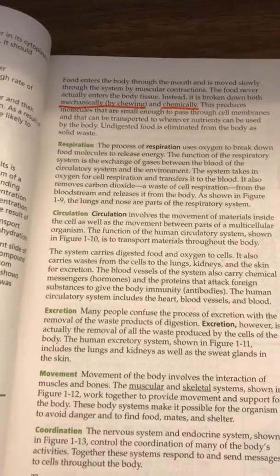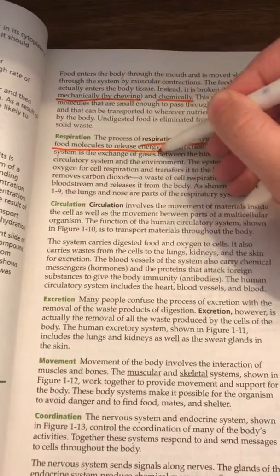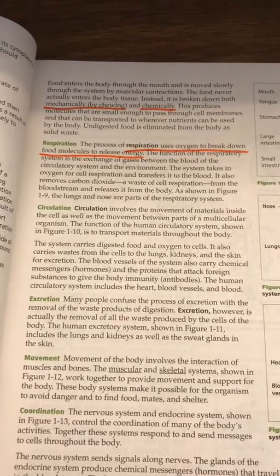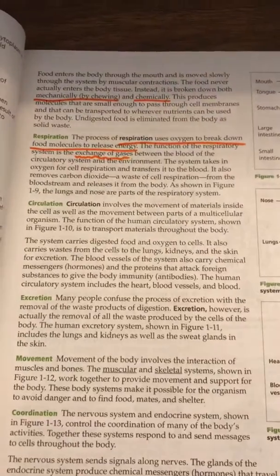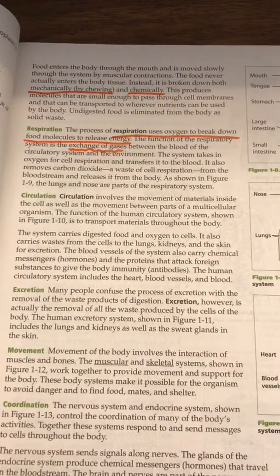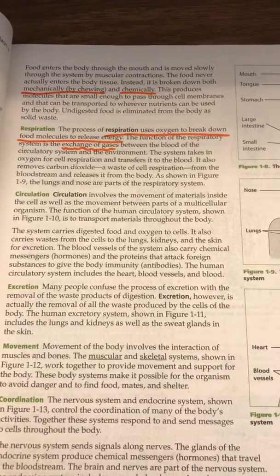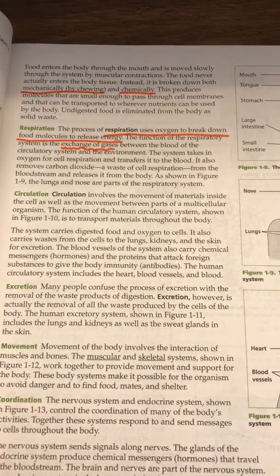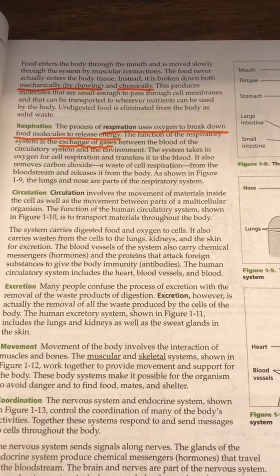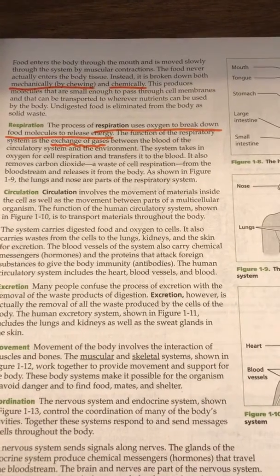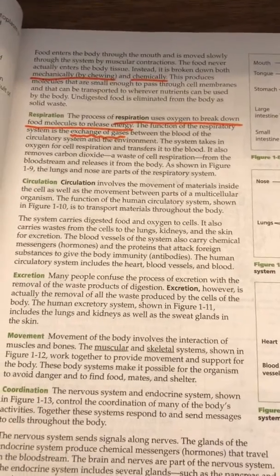Respiration. The process of respiration uses oxygen to break down food molecules to release energy. The function of the respiratory system is the exchange of gases between the blood of the circulatory system and the environment. The system takes in oxygen for cellular respiration and transfers it to the blood. It also removes carbon dioxide, a waste of cell respiration, from the bloodstream and releases it from the body, as shown in Figure 1.9. The lungs and nose are part of the respiratory system.